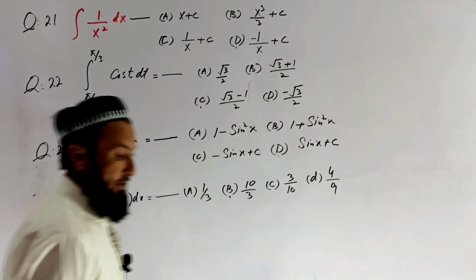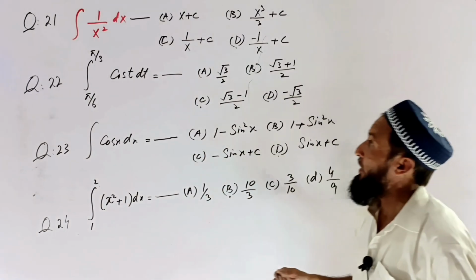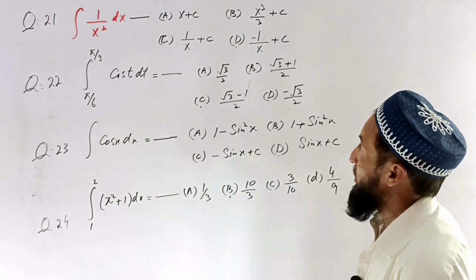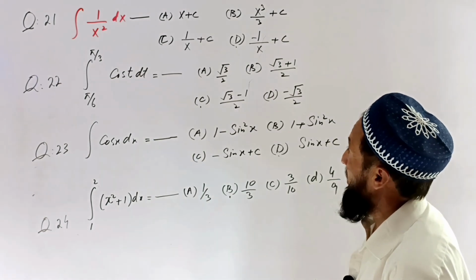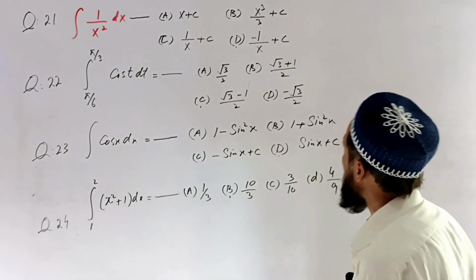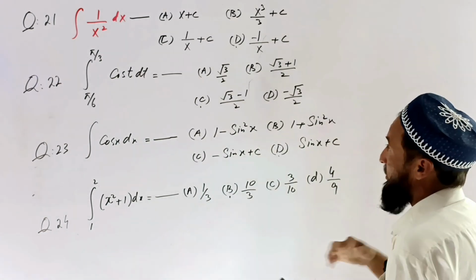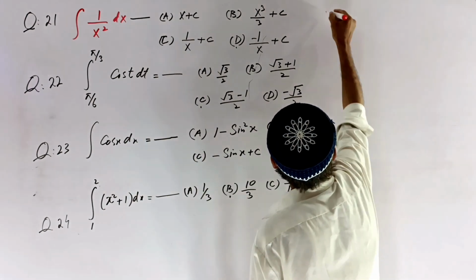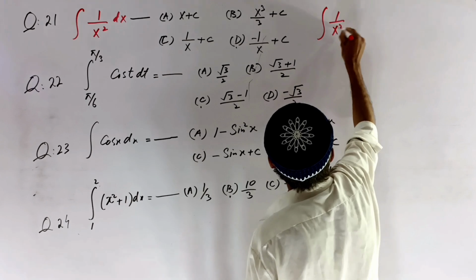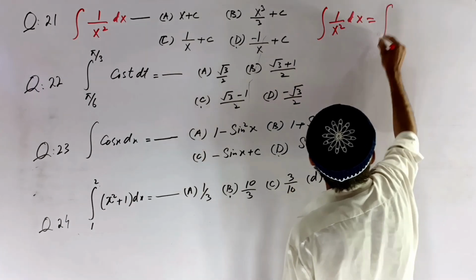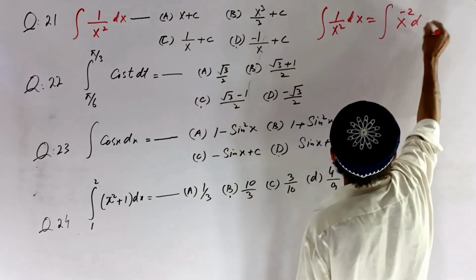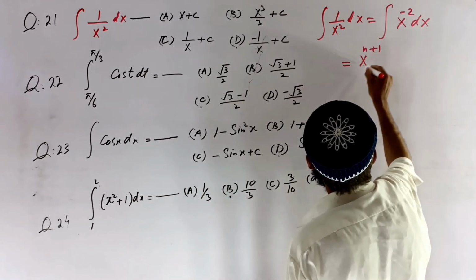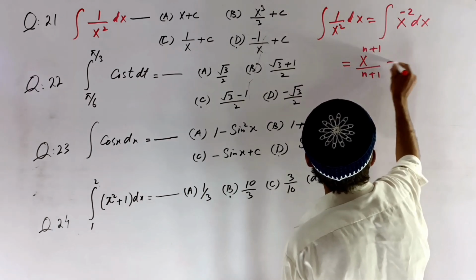Hello dear student. Question number 21. Integration of 1 by x square dx. So what is the result? According to the exponent rules, we can write this. First of all, we simplify: 1 by x square dx is equal to x power minus 2 dx. So according to the formula, x^(n+1) divided by n+1, plus c.